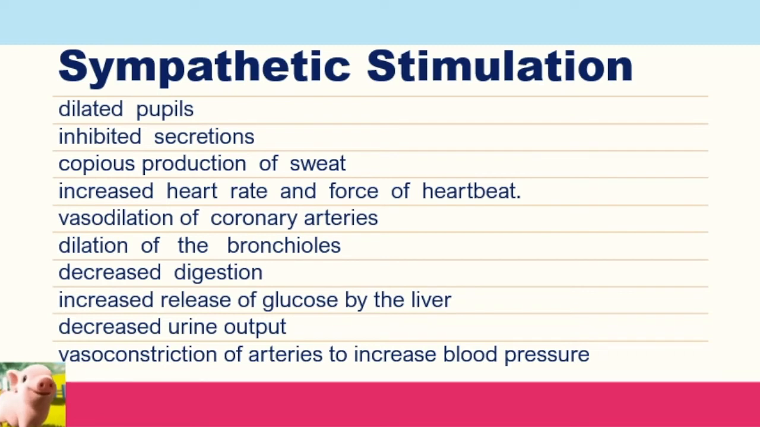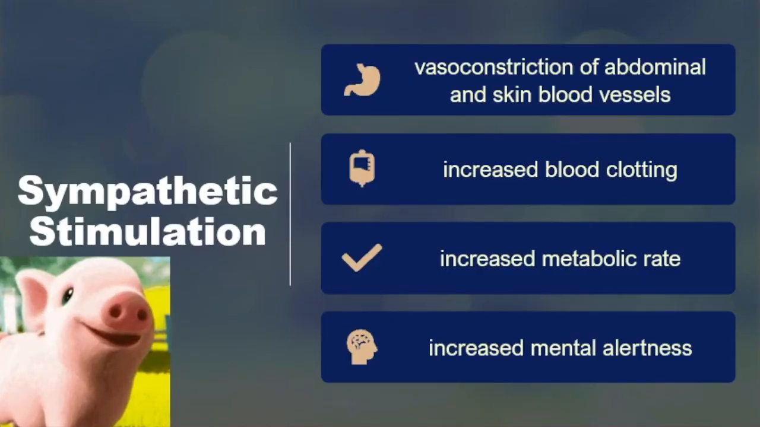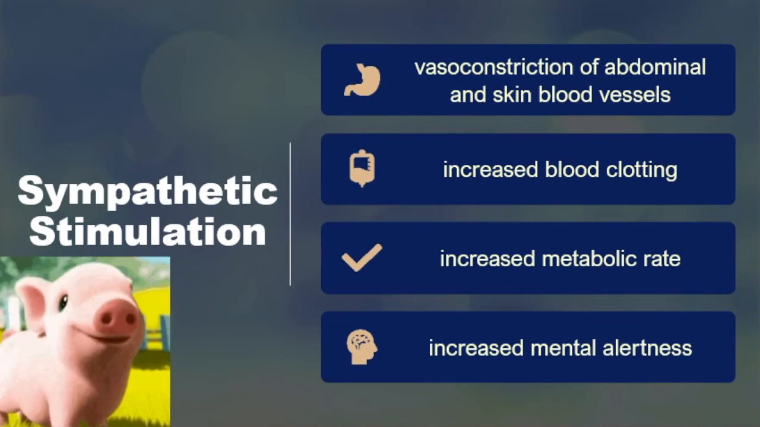Then decrease urine output. In an attempt to conserve the water of the body, class, the urine output is being decreased. So meaning there is an increase in the production of your antidiuretic hormone and also your aldosterone. Now, there will also be vasoconstriction of the arteries, and the goal for that is to increase the blood pressure. Furthermore, there is vasoconstriction of your abdominal and skin blood vessels. There is increased blood clotting.